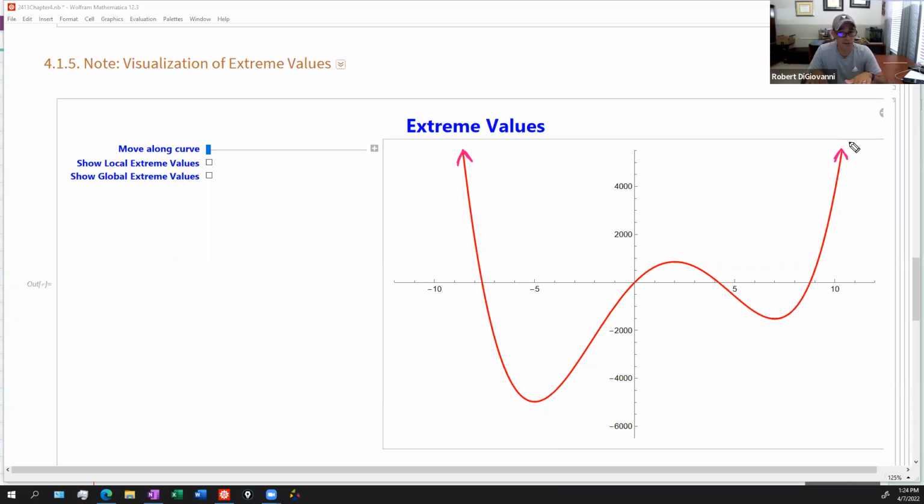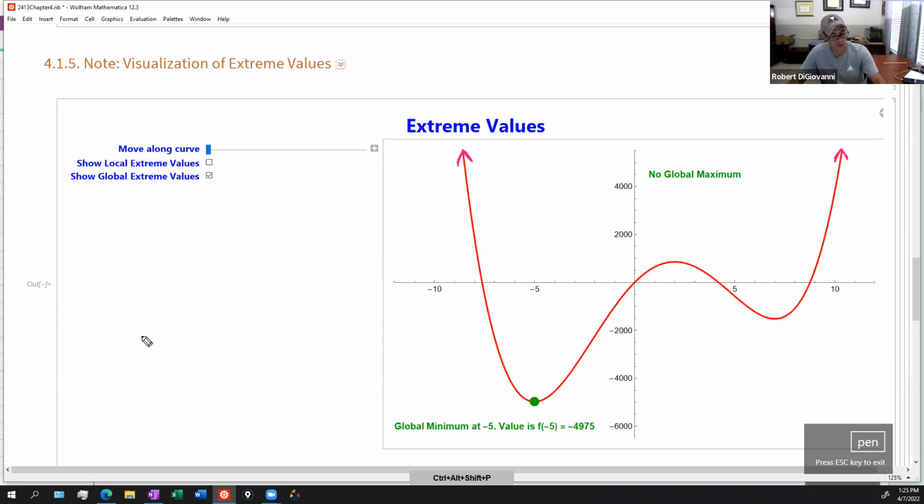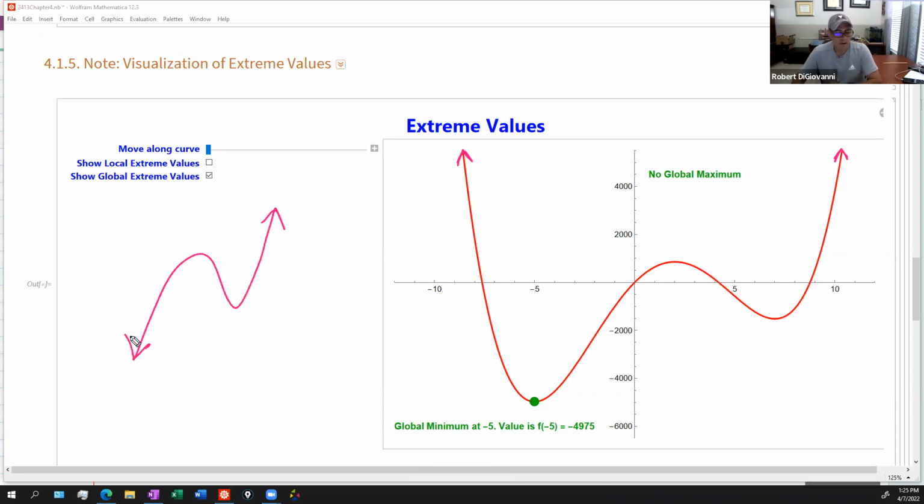No global max. How about a global minimum? -5. Yeah, -5 down here, we do have a lowest point on the graph. So let's take a look. We have a global minimum at -5. The value of it is -4,975. That's how low it is. And then no global max because it goes up on both sides forever. So you do not have to have a global maximum and global minimum. You can think about a function that would do this, right? That function would not have a global max and it would not have a global minimum. It wouldn't have either one.